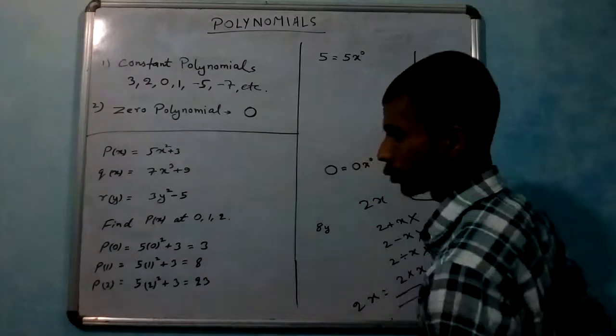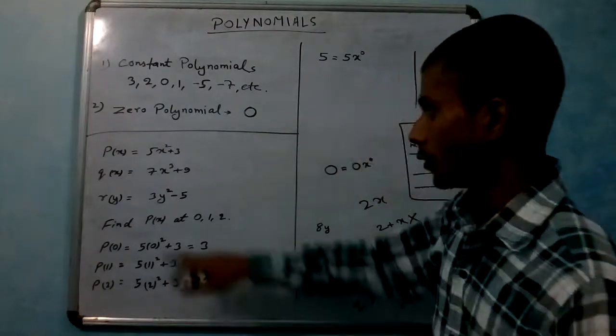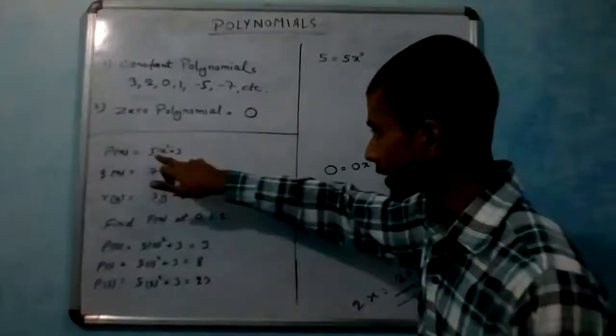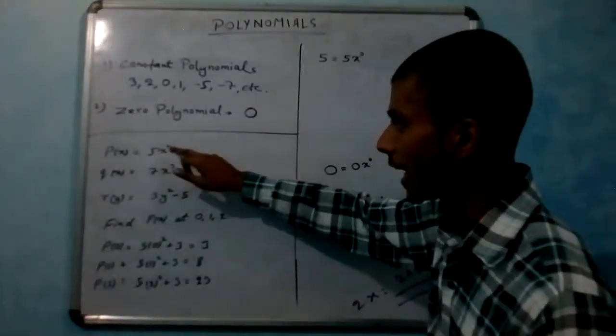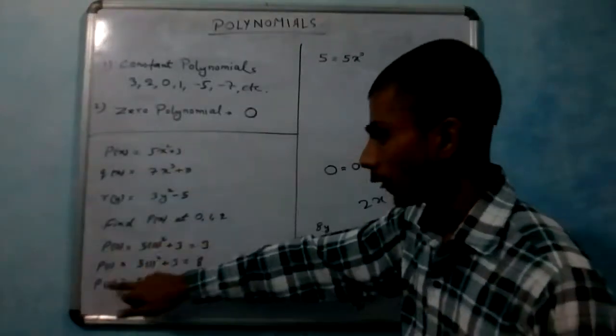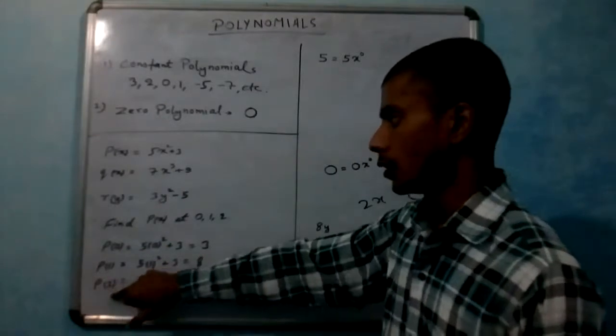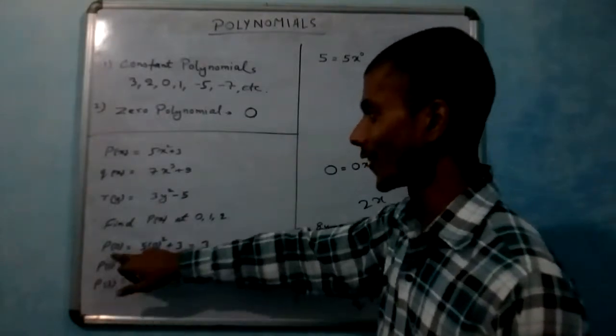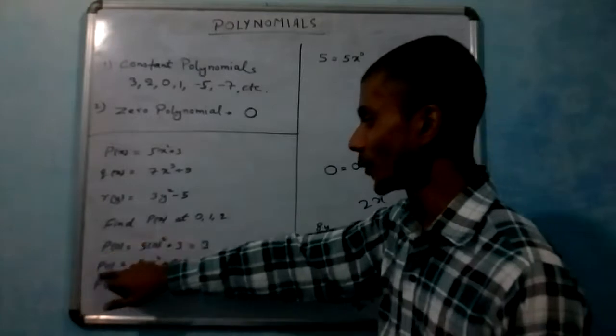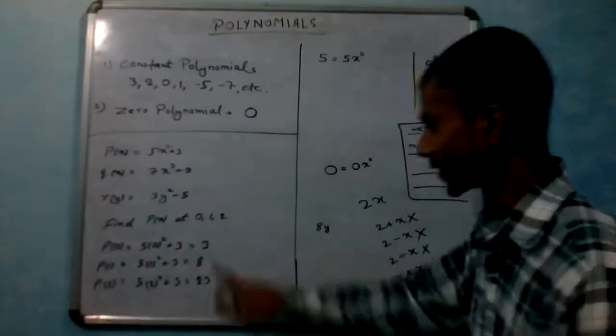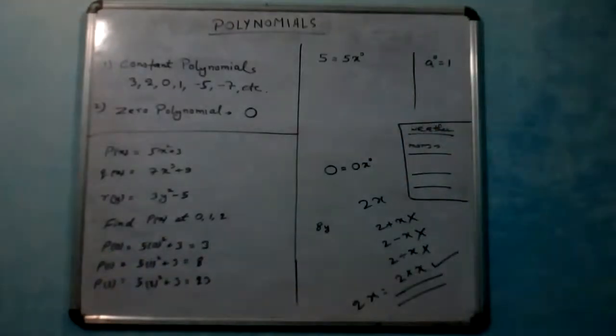Okay, so what we have done? We have found the value of px. We have found the value of px at 0, at 1, at 2. Even we can call it as p of 0, p of 1 and p of 2. Fine? Fine, so we got this.